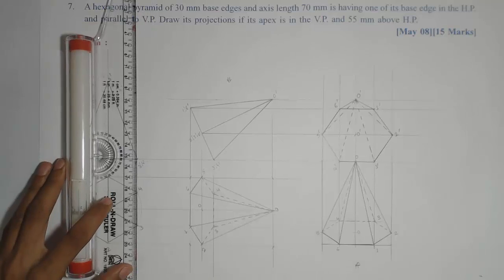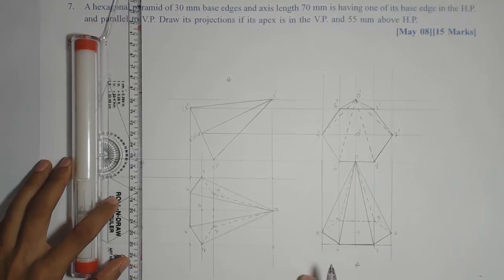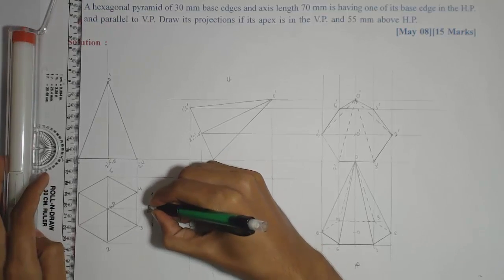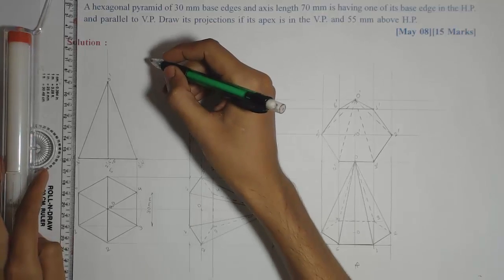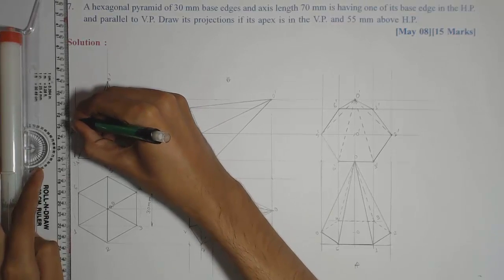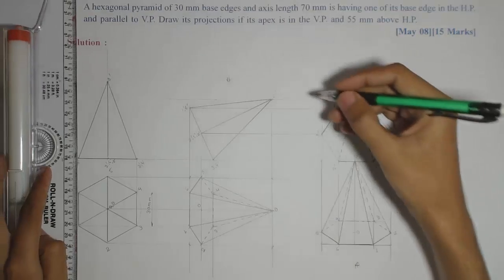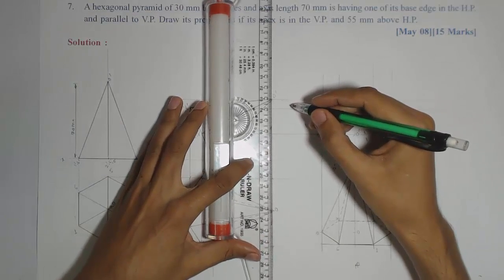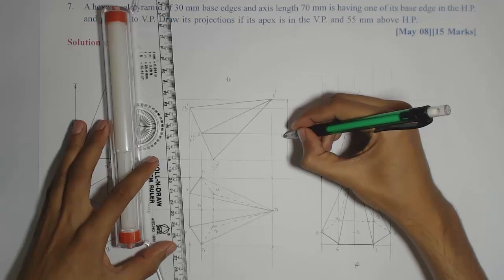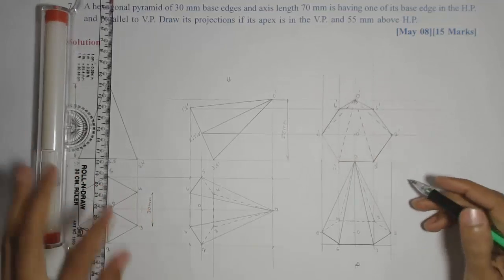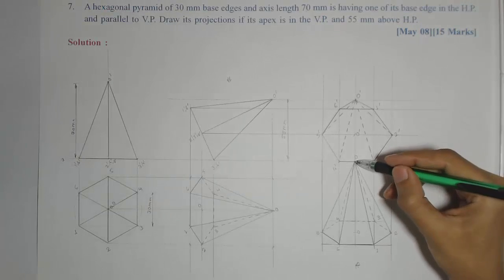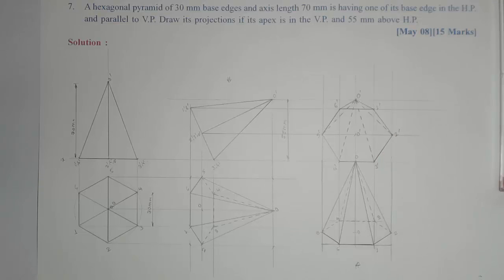But in addition to this, we will mark the dimensions. Base edge of the hexagon is 30 mm. Then axis height is 70 mm. Then this distance in second stage, that is apex at a distance of 55 mm, so we'll show that here. And then in third stage, this is parallel, so no need to show the angle. The base is parallel to VP and apex is in the VP. So this is the final stage.